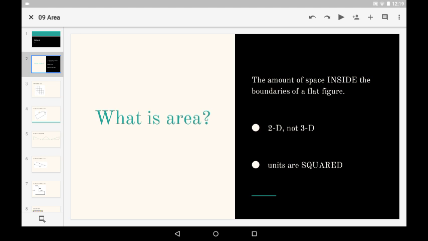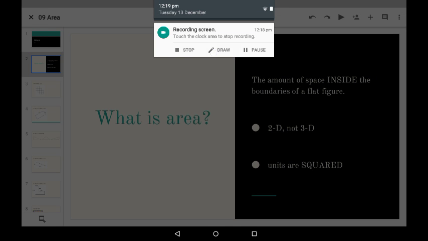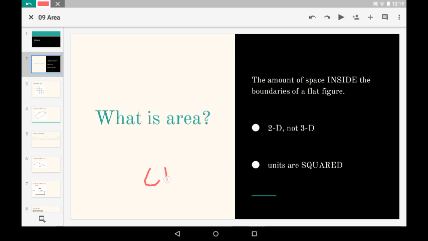We've already talked about this before. It's the amount of space inside a flat surface. So, the perimeter is outside, the area is inside. Again, it has to be a 2D shape, not a 3D shape, and the units are squared. And what that means is that they have that little 2. So if it's centimeters, they have the little 2 up here. That means squared. Because with area, you can always break down the area of the shape into little squares.